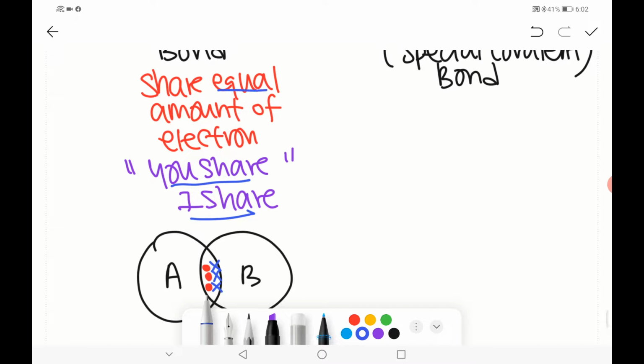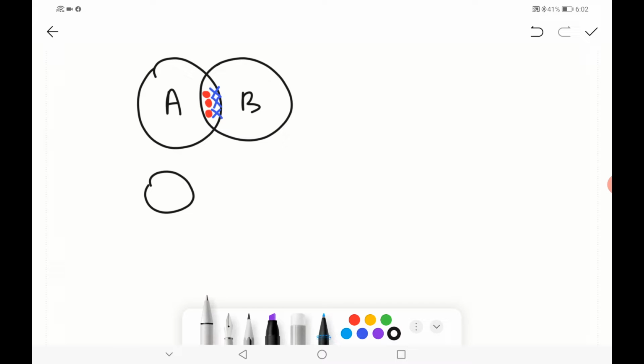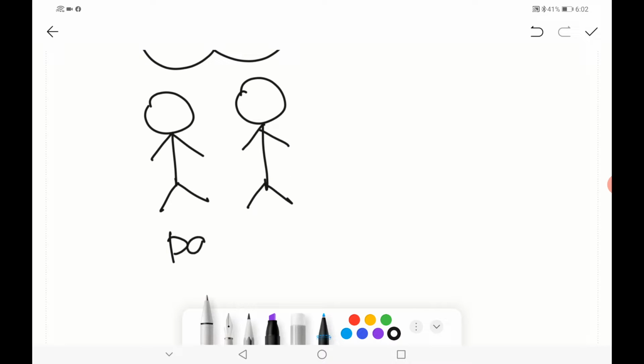They share equal amount. You share how much, I share how much. You can imagine it as 2 people who want to start a business. These 2 people want to go into a partnership, so they want to start up a business.